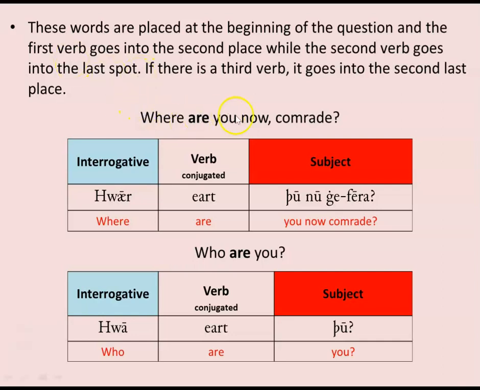So, where are you now, comrade? Hawar su nu yefeara. Where are you now, comrade? The y there has that sense of group, togetherness, a group sense about it. So yeah, feara. Who are you? Hawa su. The interrogative pronoun hawa up front, verb conjugated, second person present tense singular, and subject.